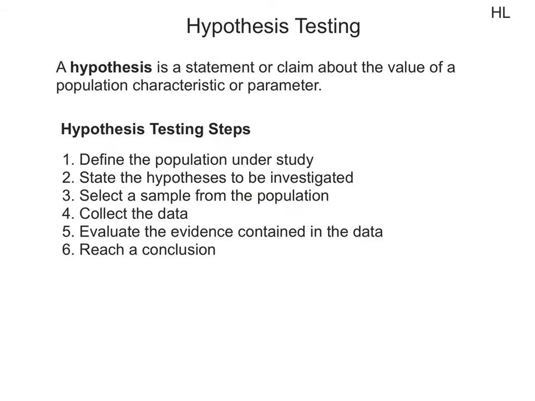In general, the way we approach hypothesis testing is by defining the population under study, stating the hypothesis to be investigated, selecting a sample from the population, collecting the data, evaluating the evidence contained in the data, and reaching a conclusion. If we are given a question in relation to hypothesis testing, the population has already been defined.